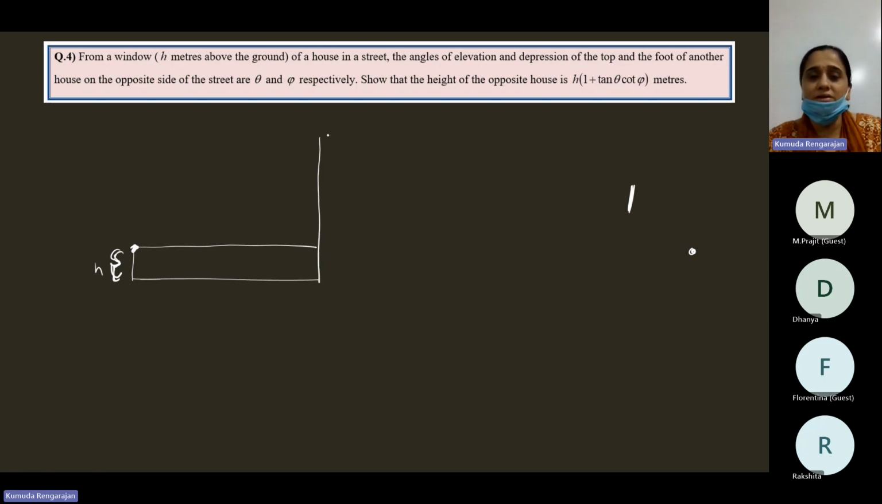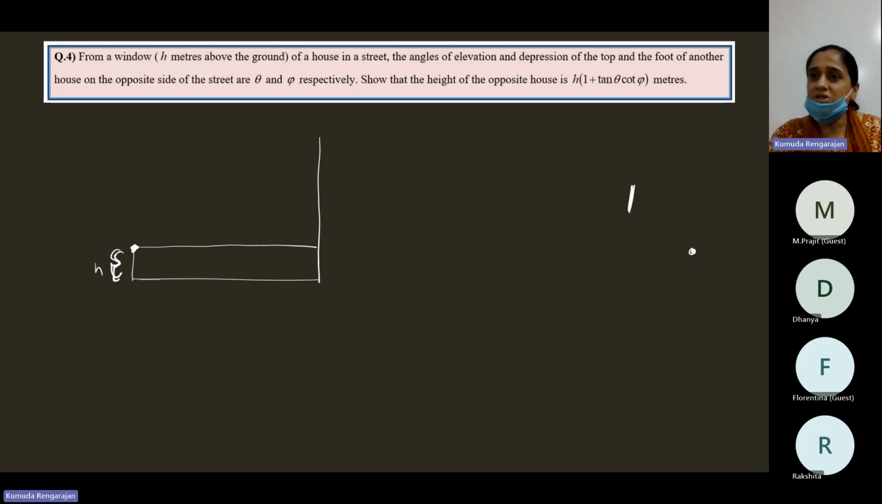Now, how do we know that we have to take a bigger line segment for the opposite house? Because from the window, when the person looks at the top of the house, the angle is angle of elevation. That means the person is looking higher up. From the angle of elevation or depression, you can make out if what the observer is looking at is higher or lower. Where is the observer? At the window here. What is he looking at? He's looking at the top and the foot of a house that's located on the other side of the street.